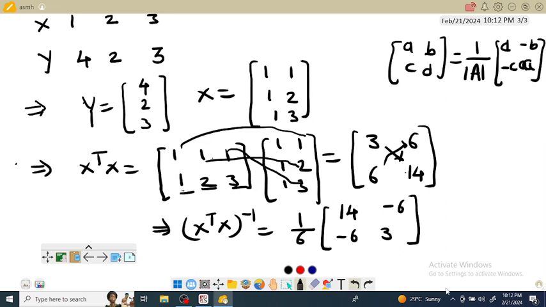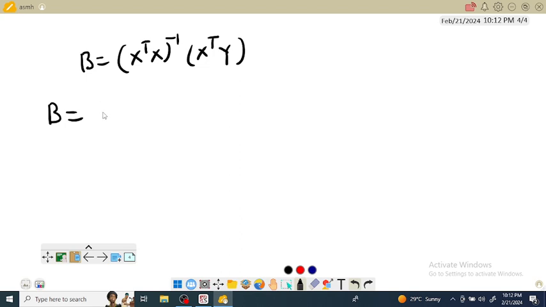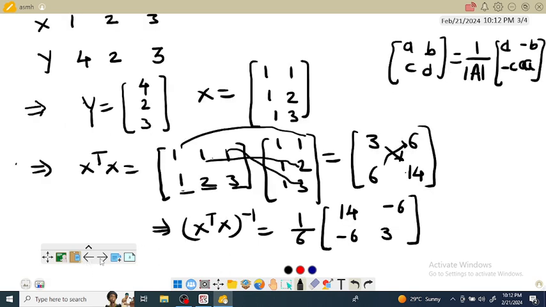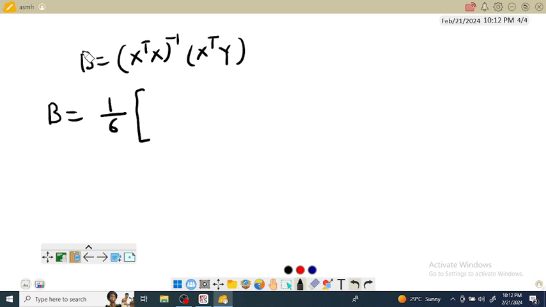Now next, what is the normal equation? The normal equation is B is equal to (X^T X) inverse into X^T y. So this is the normal equation. So B is equal to, we already obtained the inverse, 1 by 6. What is the inverse here? 1 by 6 times [14 minus 6; minus 6 3], into X^T y.